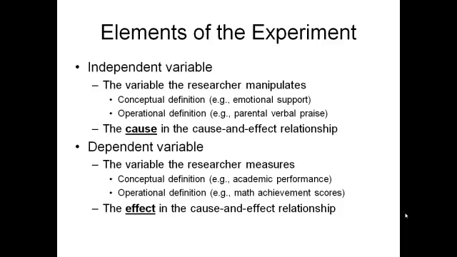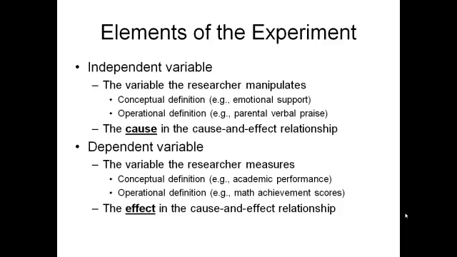Now in that case you want to find out if that manipulation, that variable, parental verbal praise, can actually cause changes in academic performance. And likewise, the effect of this, the dependent variable, what you're measuring after that manipulation, is something that you also want to be able to create an operational definition for. So you have math achievement scores as an operational definition of academic performance, because again, GPA is one way to measure it.